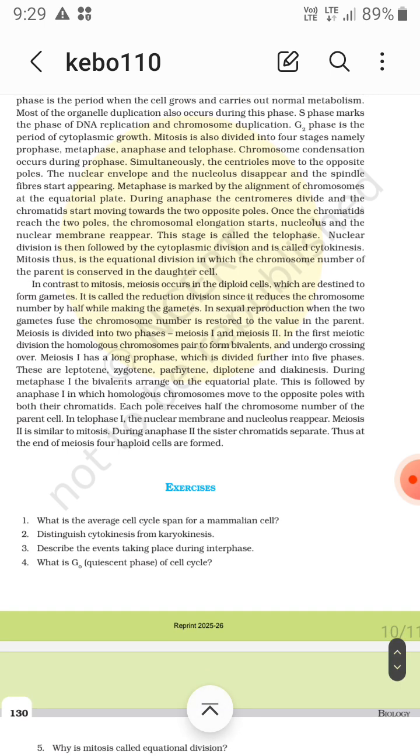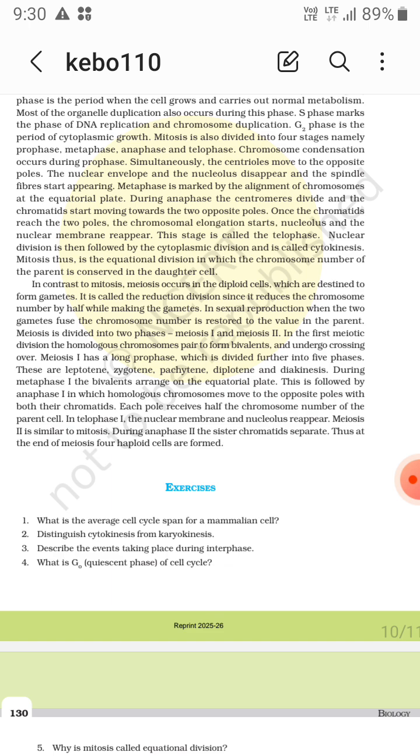Metaphase is marked by the alignment of chromosomes at the equatorial plane. During anaphase, the centromeres divide, and the chromatids start moving towards the opposite poles. Once the chromatids reach the two poles, the chromosomal elongation starts, and the nucleolus and nuclear membrane reappear. This stage is called the telophase.